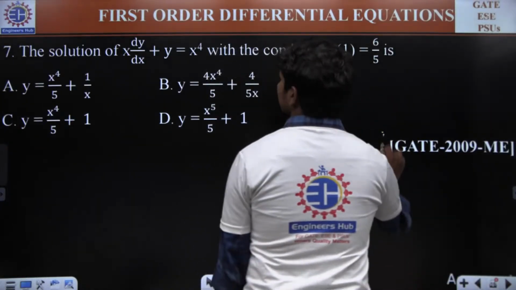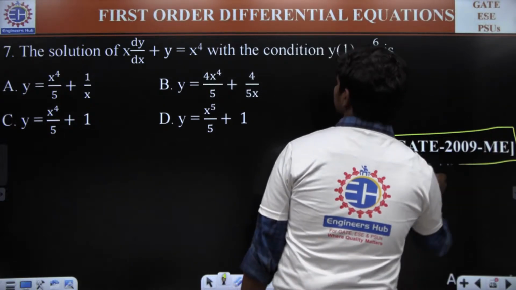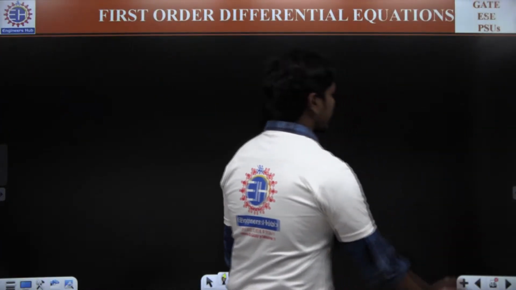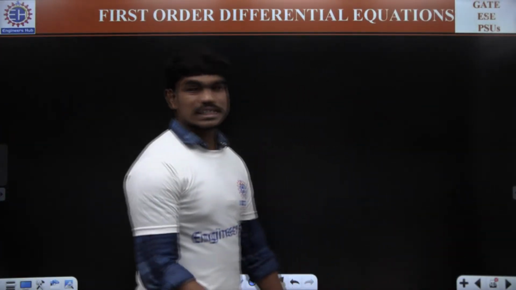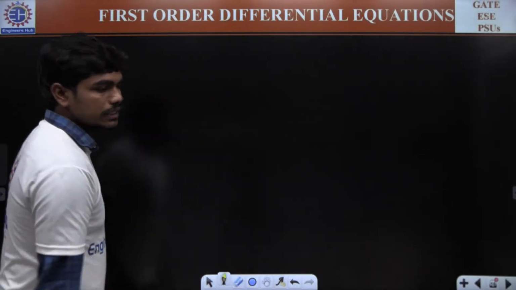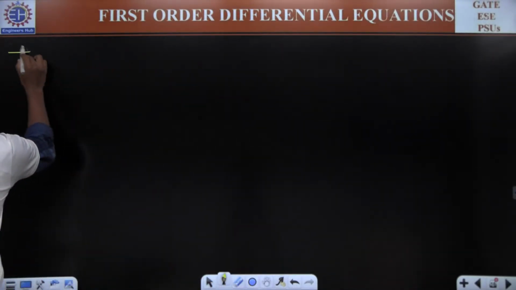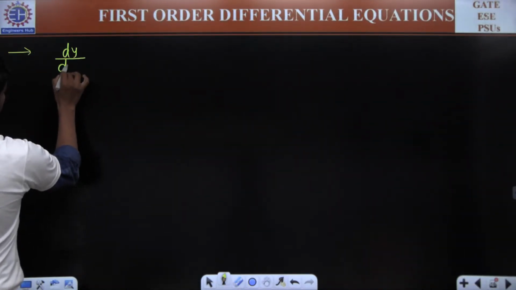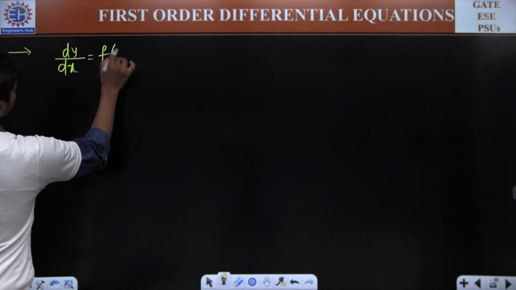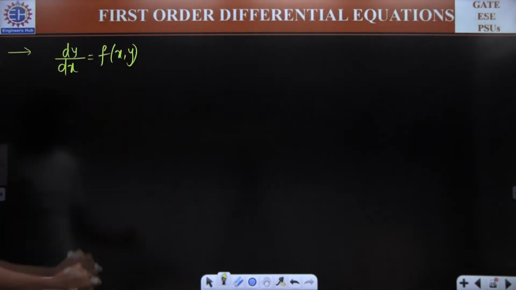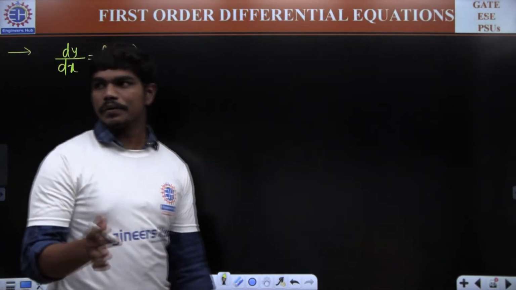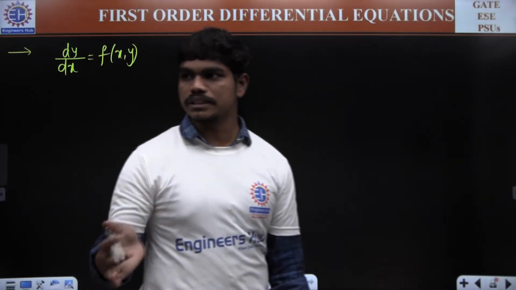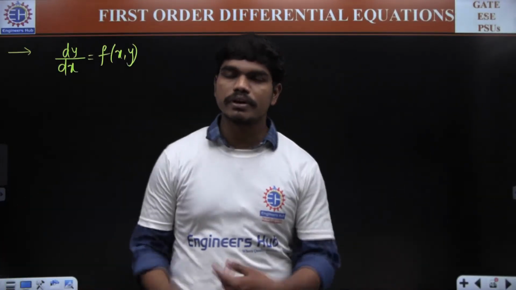GATE 2009 ME. Okay, before going for this question, I would like to teach you something again here. Look, before straight away going for that question, I would like to teach something for you. Look, if dy by dx is equal to f of x comma y is the first order differential equation, then of course again telling you the detailed explanation of every topic is present in comprehensive course, but here I am just quickly revising the things.